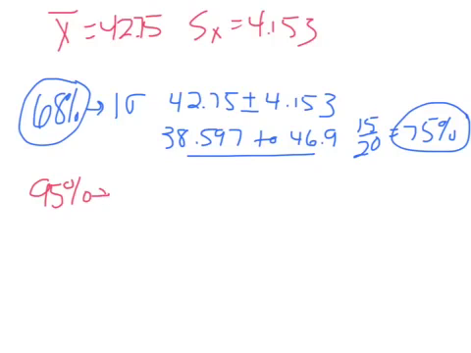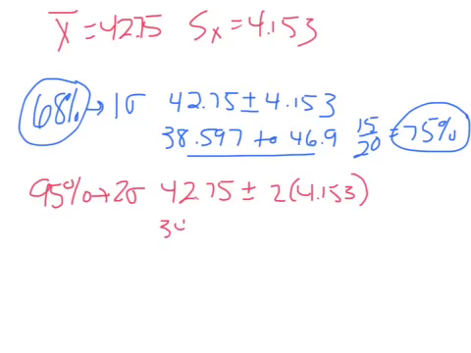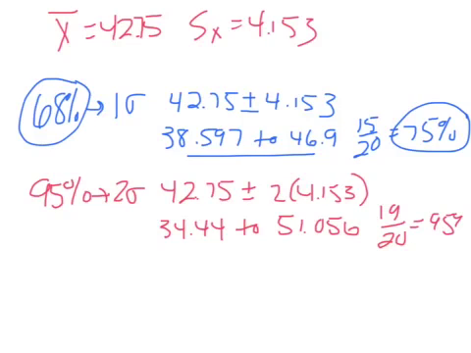Does 95% of my data sit within 2 standard deviations? Well, I take the mean, and now I add and subtract 2 standard deviations. And now the new acceptable range goes from 34.44 to 51.56. I count all the pieces of data, and there's 19 that make it. 19 over 20 is 95%. So in terms of 2 standard deviations, it's spot on.